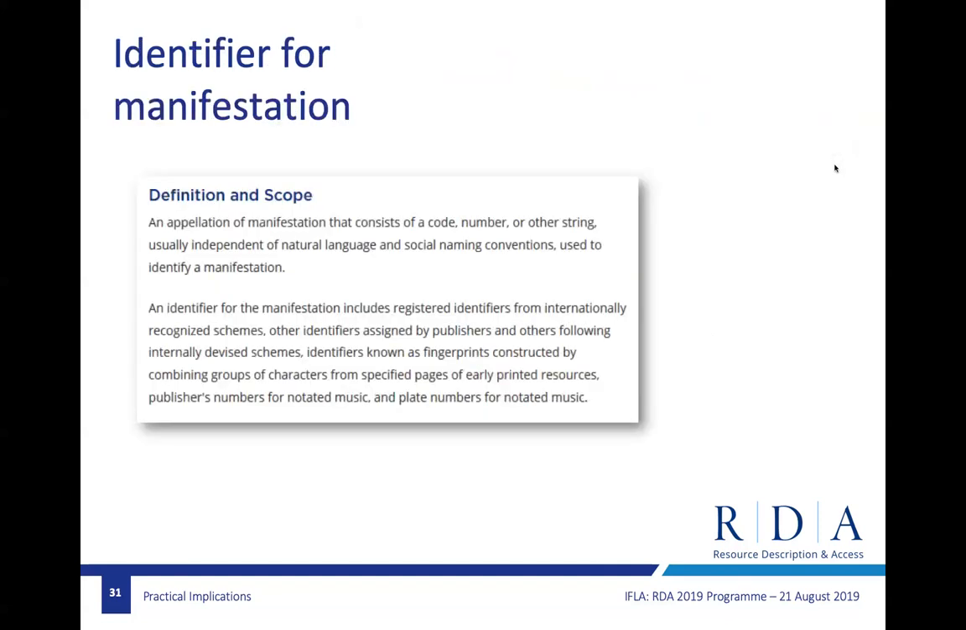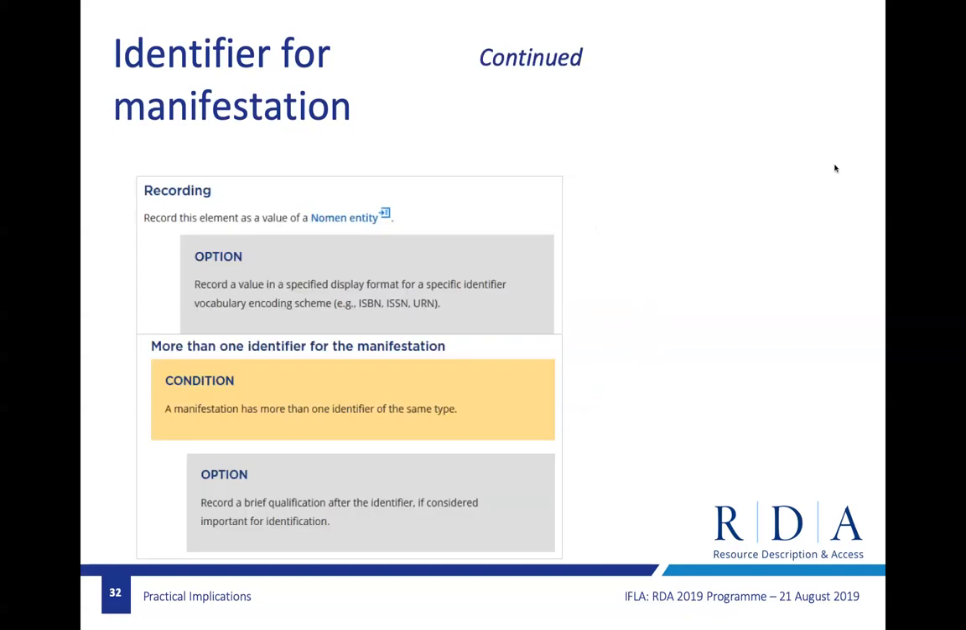Identifier for manifestation. This has a broader, longer definition and scope than we've seen with other elements in this section. It's an appellation of manifestation that consists of a code, number, or other string, usually independent of natural language and social naming conventions, used to identify a manifestation. An identifier for the manifestation includes registered identifiers from internationally recognized schemes, other identifiers assigned by publishers and others following internally devised schemes, identifiers known as fingerprints constructed by combining groups of characters from specified pages of early printed resources, publishers' numbers for notated music, and plate numbers for notated music. In my particular case, I have an ISBN.